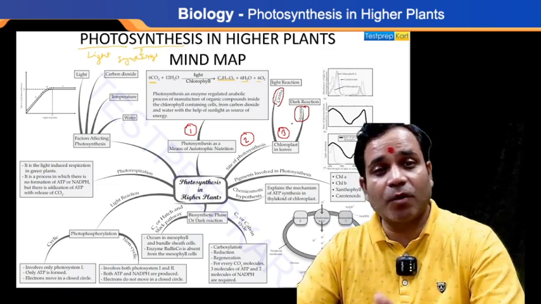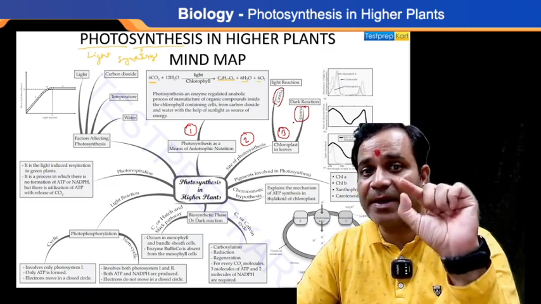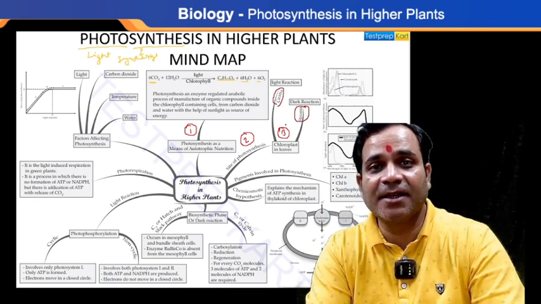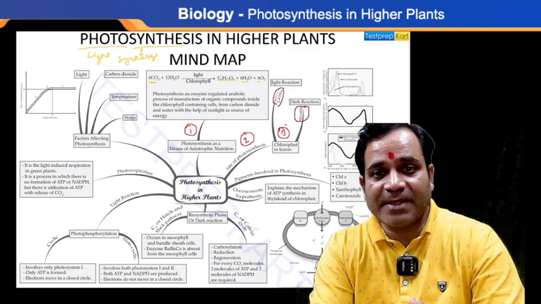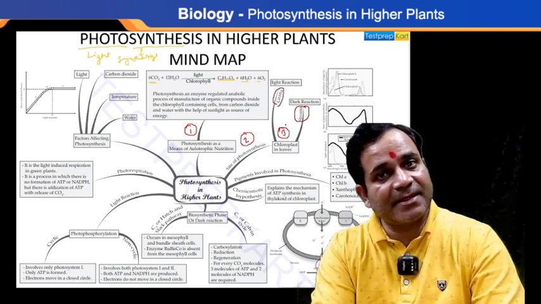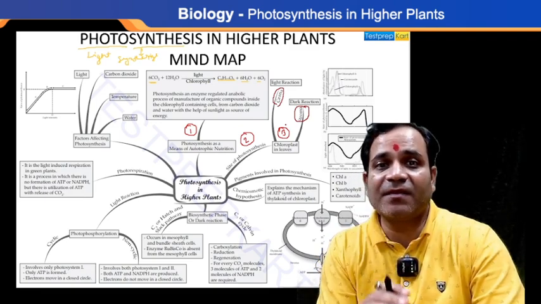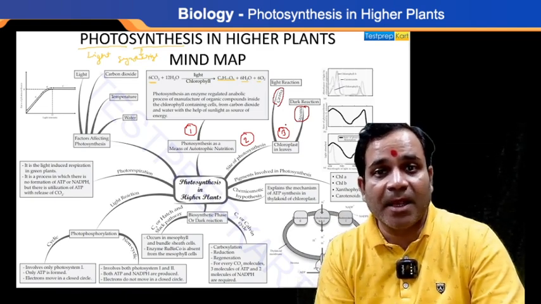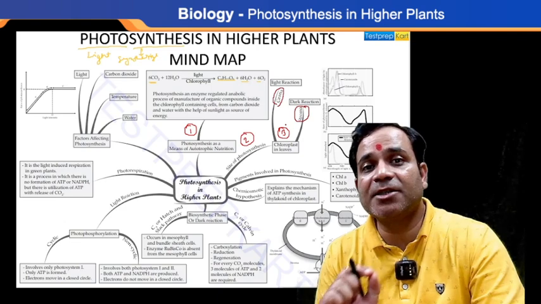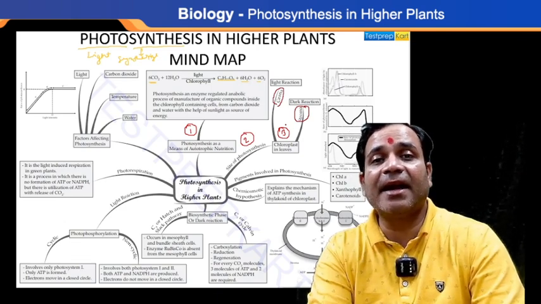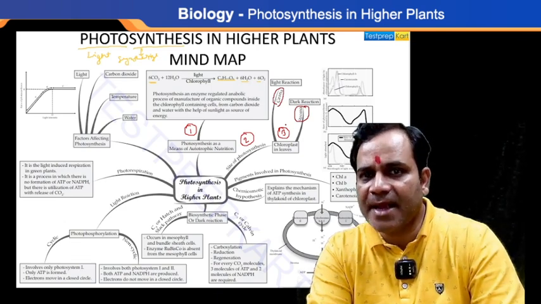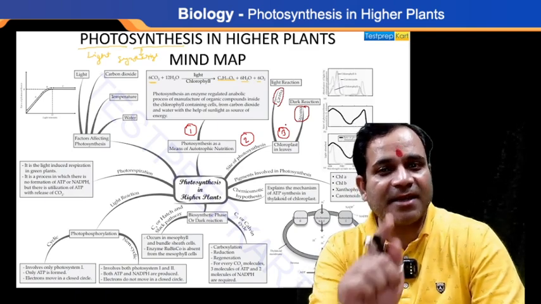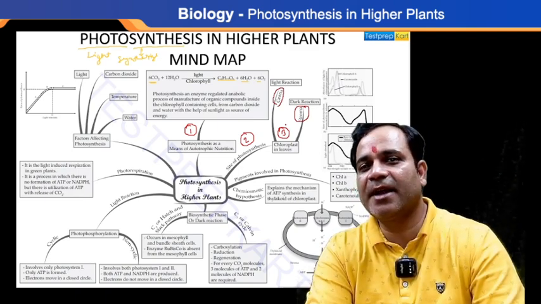Chloroplast in leaves is right, but in the chloroplast of leaves, which parts are there? There are grana and stroma. In grana, the reaction will take place. Yes, that is the light reaction, my dear. And in stroma, which type of reaction? Dark reaction. Yes, absolutely right.